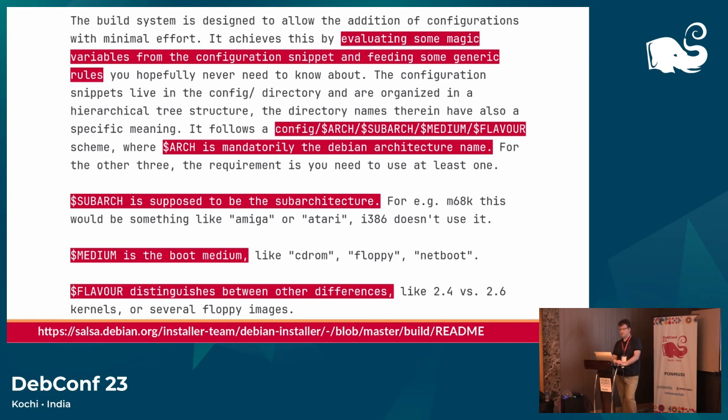It follows a config, arch, subarch, medium, flavor hierarchy, where arch is the Debian architecture name, subarch is some subarchitecture, medium is the boot medium, and flavor is one level beyond that, distinguishing between other differences, like CD-ROM images can be grub images or El Torito images, as far as I know. But look how there are references to floppy disks in this README. Like, this thing is quite old.